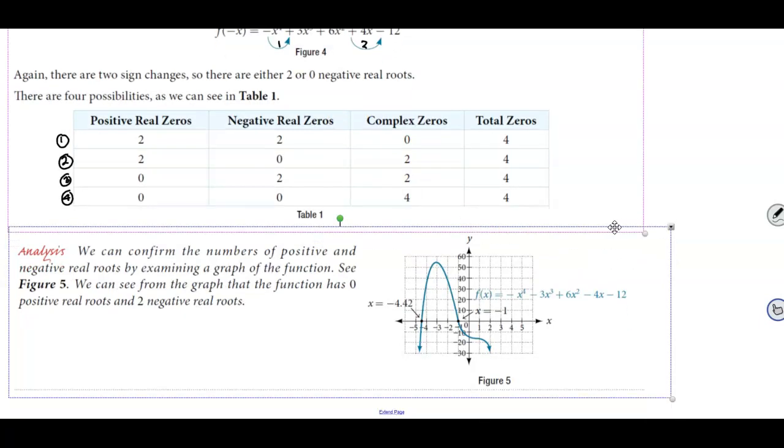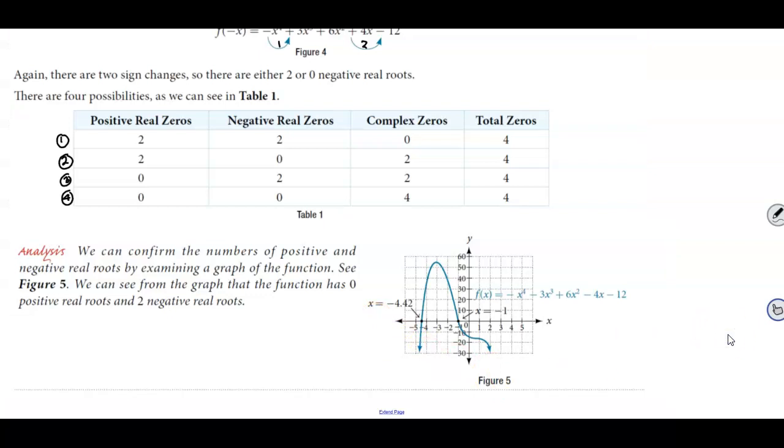So we can confirm the numbers of positive and negative real roots by examining a graph of the function. So let's take a look at figure 5. Okay, we can see from the graph that the function has 0 positive real roots and 2 negative real roots. So you have 2 negative real roots.